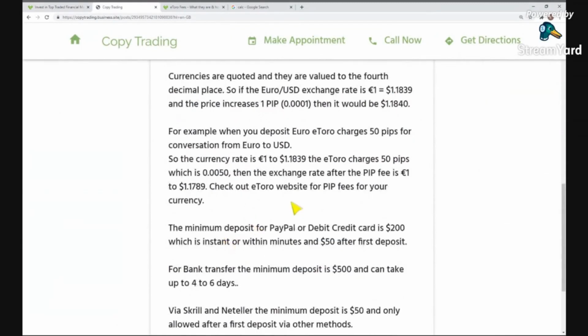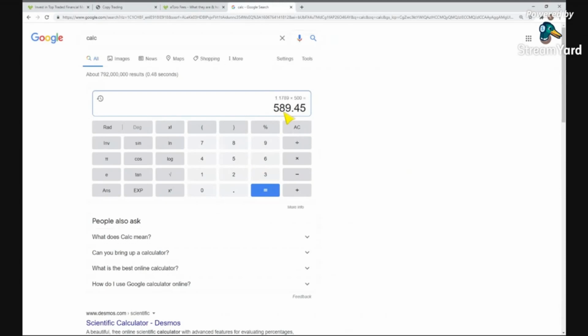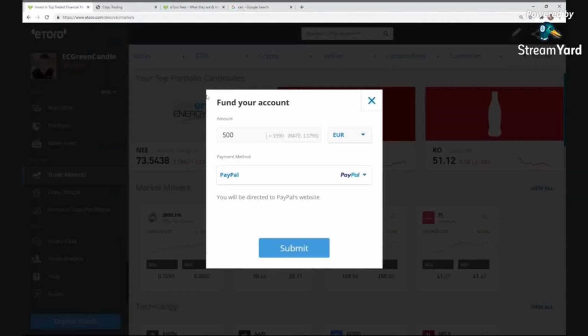So it's automatically put into the rate. There you can see, remember that the pip is just the fourth decimal place. So 150 pips is 0.050. So eToro minuses that away from the currency rate from euro to dollars, and then it multiplies after the pip rate what you are going to invest. So I said 500, multiply that by 500, 589, and then if I go to eToro, it'll show 590.